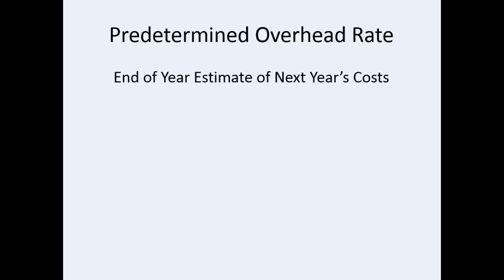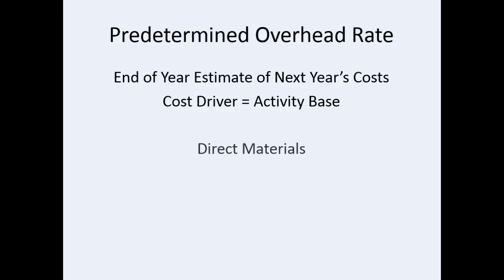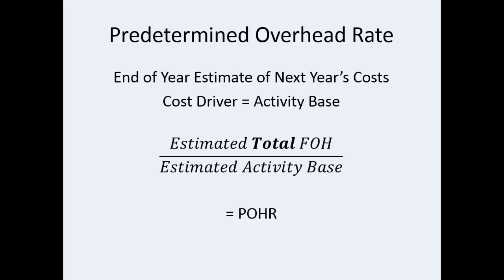Now, how is this allocated? We often use a predetermined overhead rate. It's an end-of-the-year estimate of next year's cost. So you also want to think about what's driving your cost. This is sometimes called the activity base. You could base it on direct materials, direct labor, or machine hours. Most common is direct labor, which can be direct labor hours or direct labor dollars. There are many different ways you can allocate, but we're going to focus on just direct labor for this demonstration.